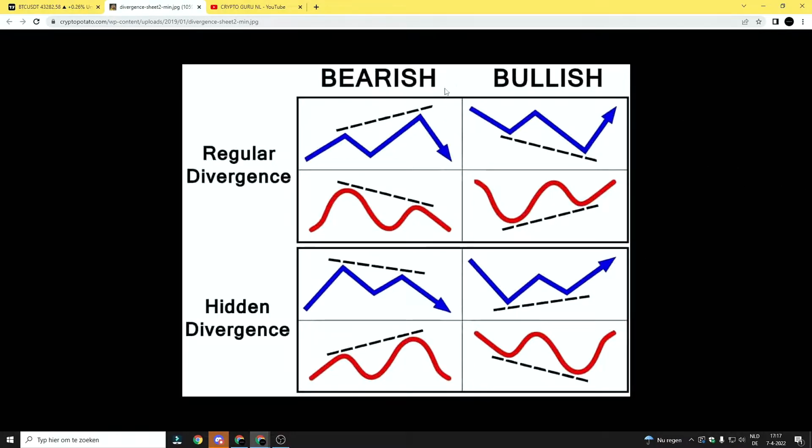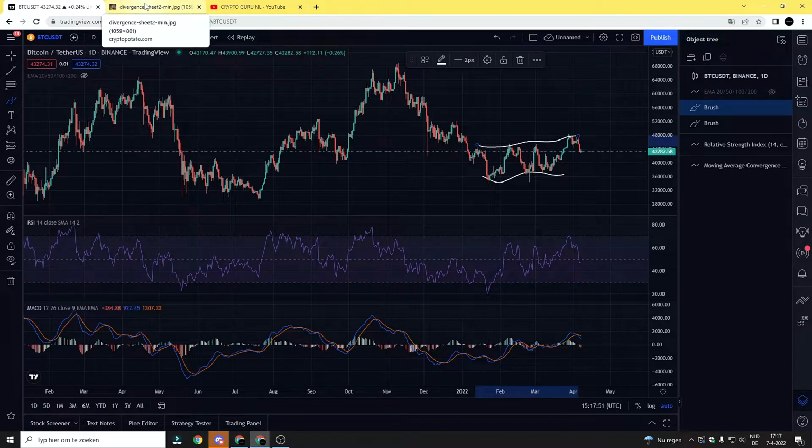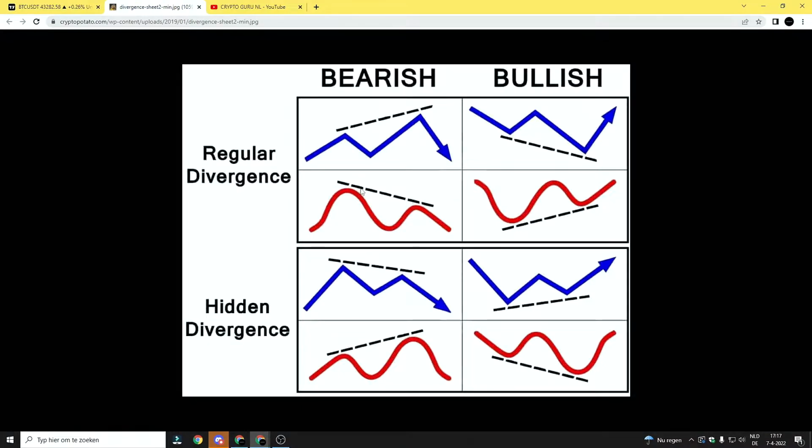So bearish is when the price action, as you can see right here, is forming a higher high, and the indicator, we are using the RSI and the MACD indicators for these divergences, is forming a lower high. So a higher high on the price action and a lower high on the RSI is bearish. Bullish is the other way around.